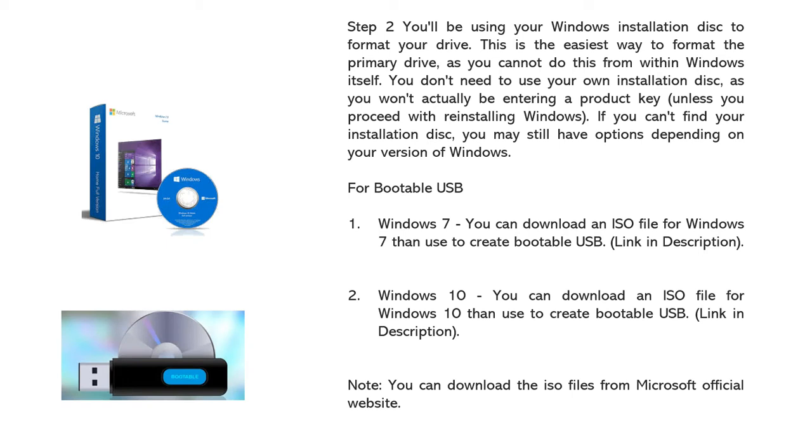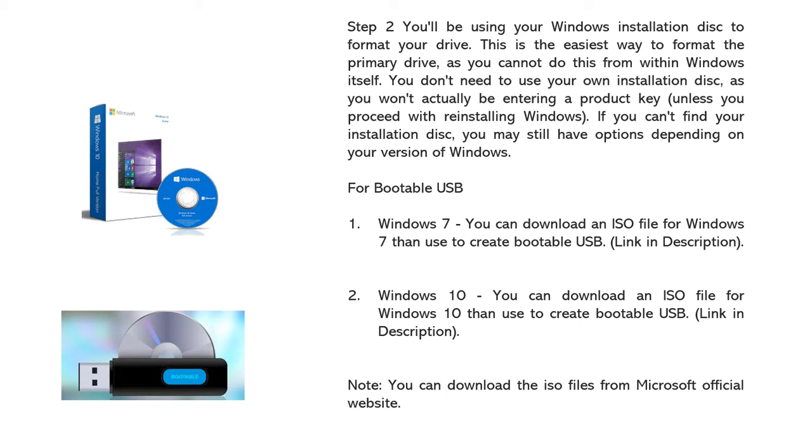This is the easiest way to format the primary drive, as you cannot do this from within Windows itself. You don't need to use your own installation disk, as you won't actually be entering a product key, unless you proceed with reinstalling Windows. If you can't find your installation disk, you may still have options depending on your version of Windows. For bootable USB.